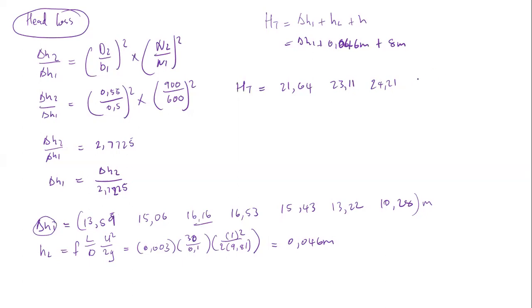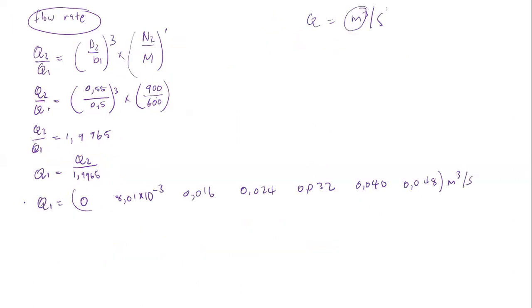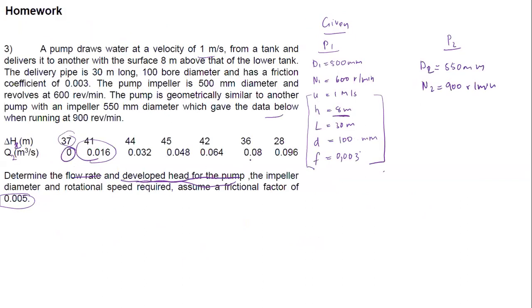I got 24.21, and then the other one I got 24.58. The other one I got 23.48, and the other one I got 21.27, and then the last one I got 18.33. And therefore, now we managed to answer the question. The question that we answered, the first one, the second one is this one, and the first one was this one over here. That's how we go about solving this question. And thank you.